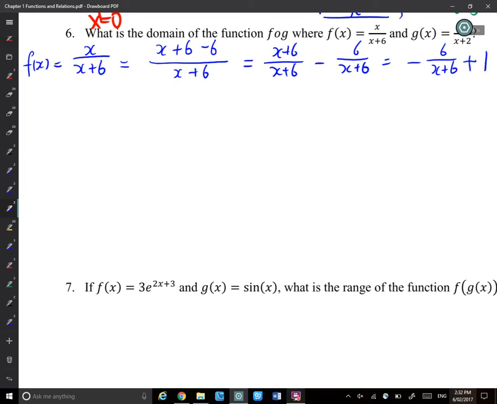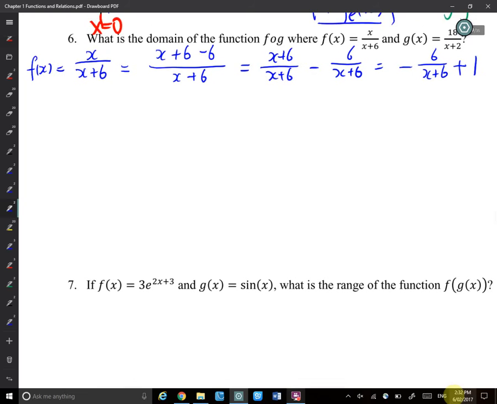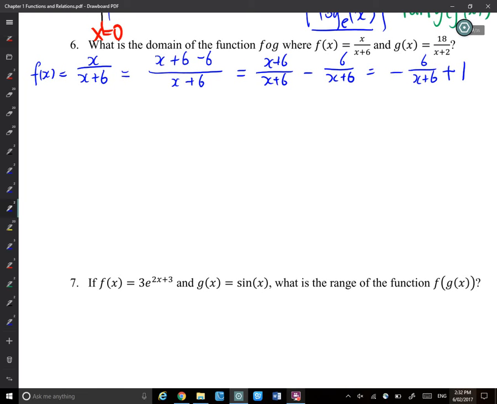Where are the two asymptotes? x equals negative 6, y equals 1. That's your truncus. Which two quadrants will it be in, the first and third or the second and fourth? It's here and here, the same direction. So let's have a think about this graph.